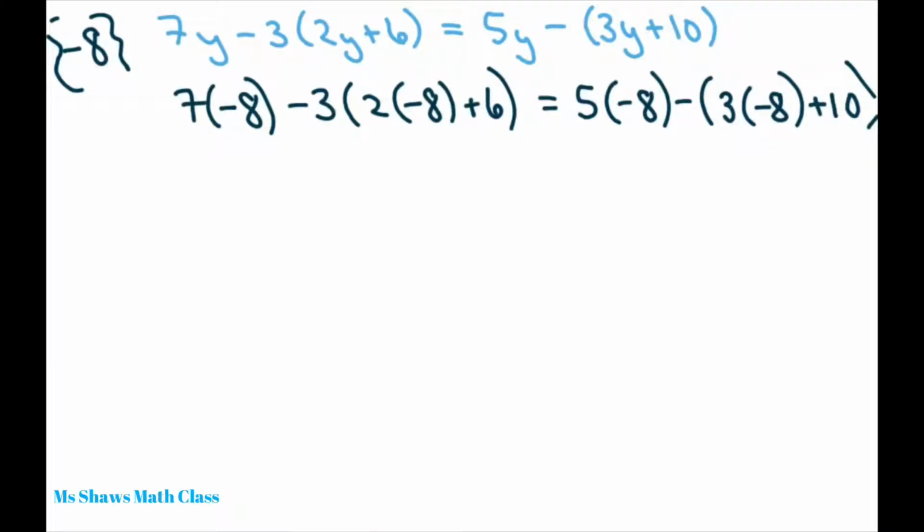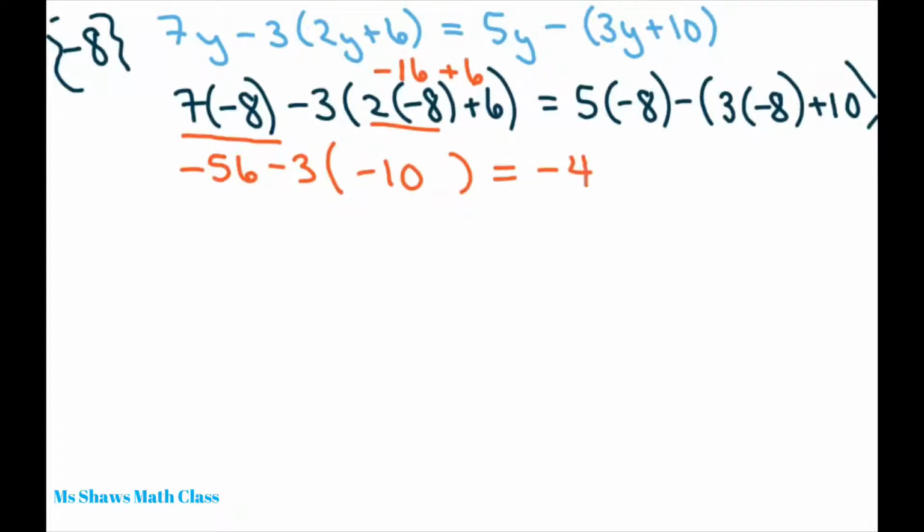Now let's simplify this side. So this is -56. We're going to put the -3 and take care of this part. This is -16 plus 6 is -10. All right. This side we get -40. I'm going to go ahead and put my minus sign here. And this quantity in here is -24 plus 10. And that equals -14.